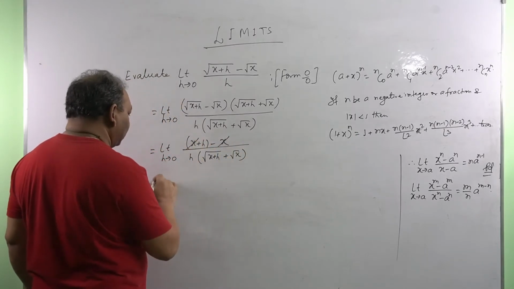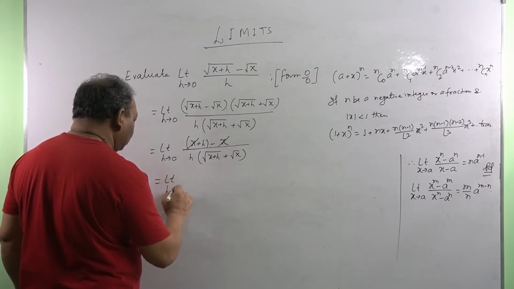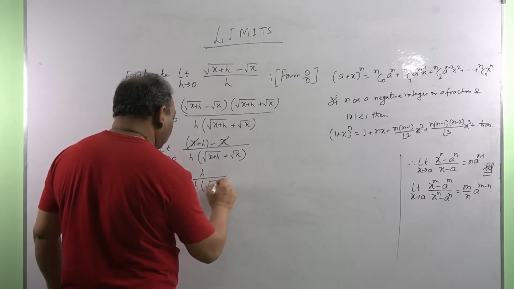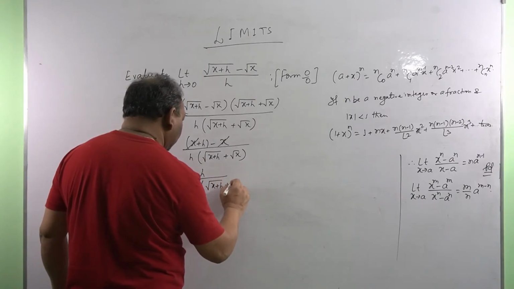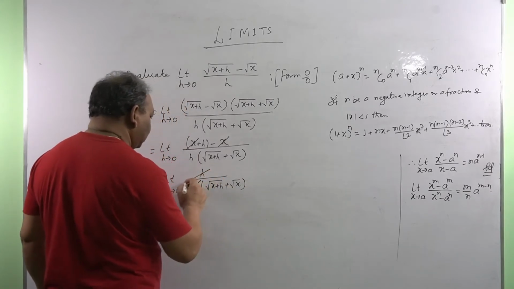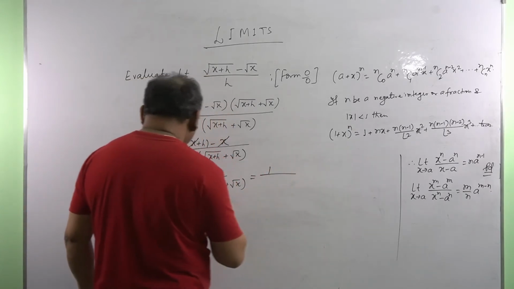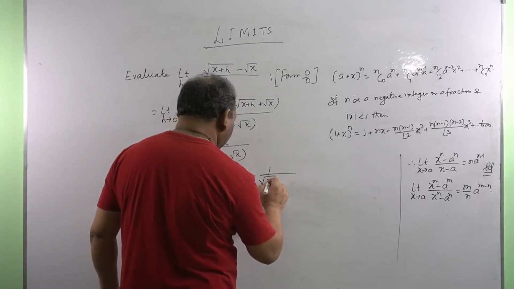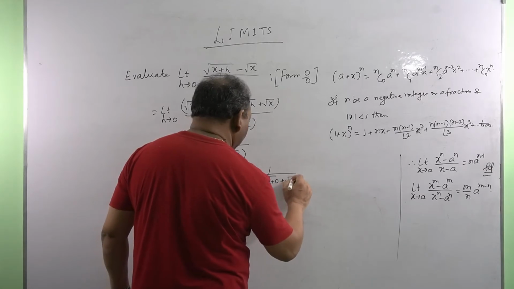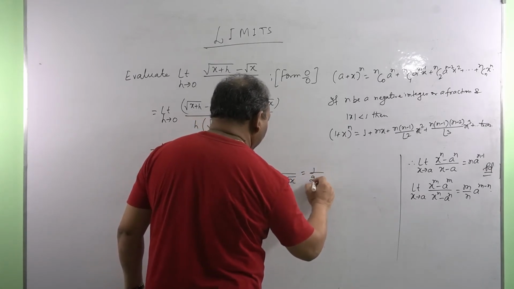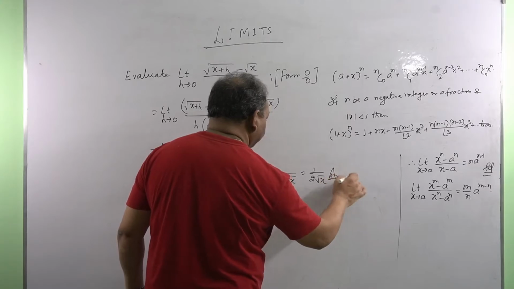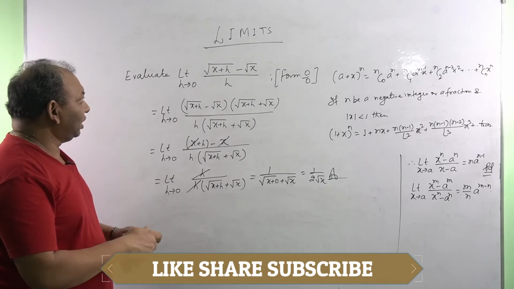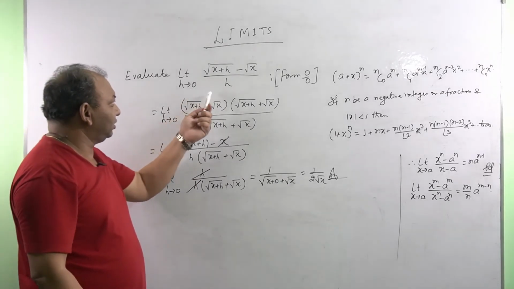Plus x minus x cancel out. Limit h tends to 0, h upon h root x plus h plus root x. h cancels out. Now substitute the value of h, that is h is equal to 0. Means root x plus 0 plus root x, that is 1 by 2 root x. So in this type of question we will use rationalization.